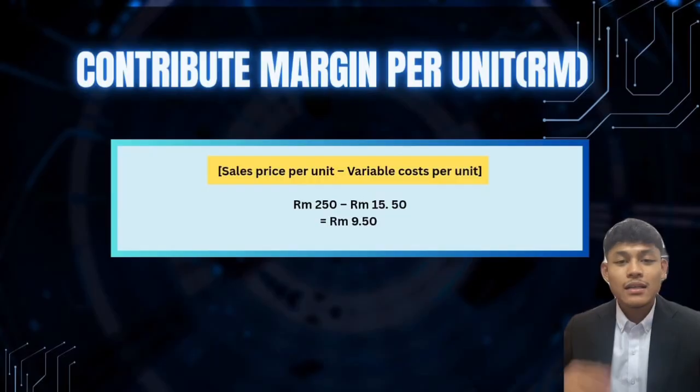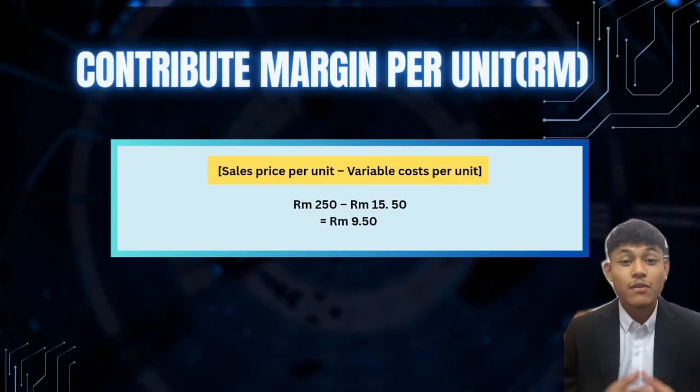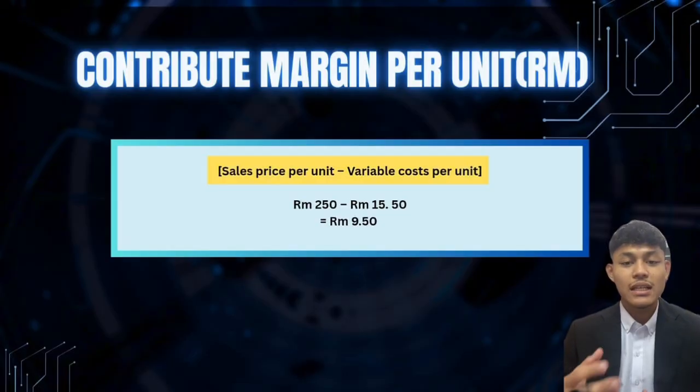Thank you. The contribution margin per unit shows the profit potential of each product sold. Here we subtract the variable cost 50 ringgit from the sales price 35 ringgit, giving a contribution margin of 9 ringgit 50 cents per unit. This means every sale contributes 9 ringgit 50 cents toward covering fixed costs and generating net profit, a crucial metric for pricing decision and profitability analysis.